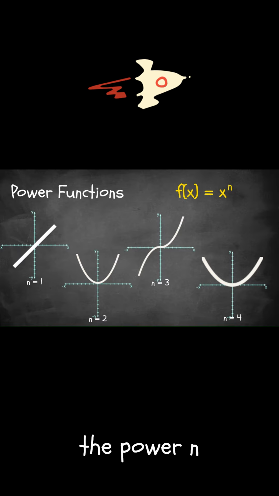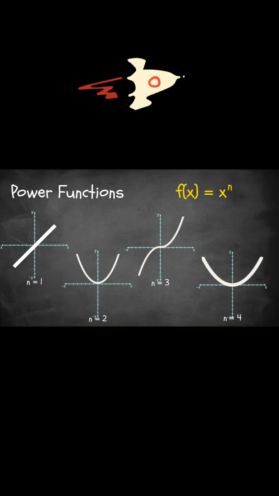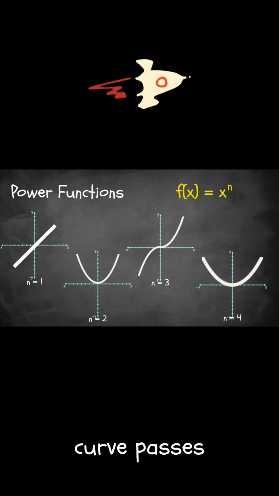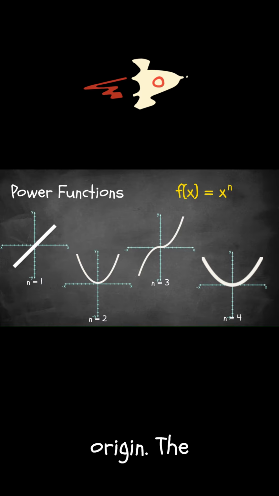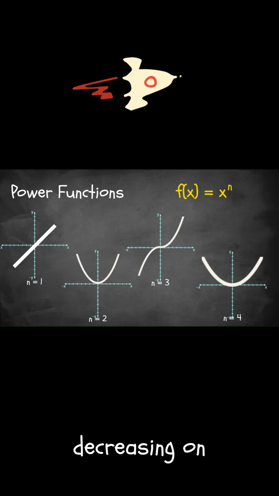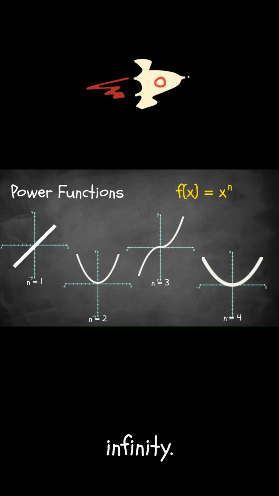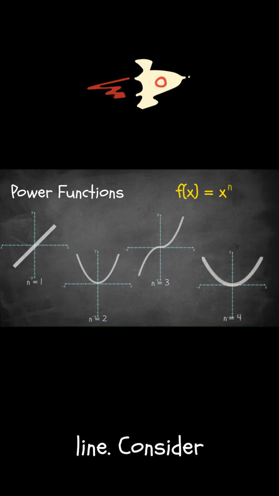Notice that as the power n gets larger, the curves tend to flatten toward the x-axis on the interval -1, 1, and to rise more steeply for absolute value of x greater than 1. Each curve passes through the point 1, 1, and through the origin. The even-powered functions are decreasing on the interval -infinity to 0 and increasing on 0 to infinity, whereas the odd-powered functions are increasing over the entire real line.